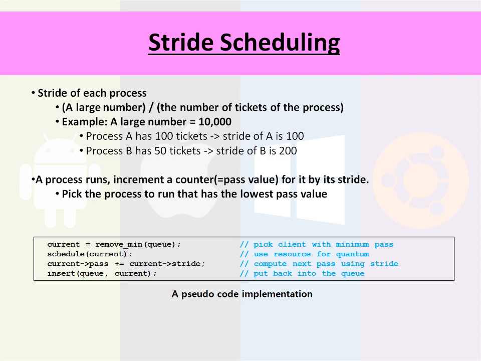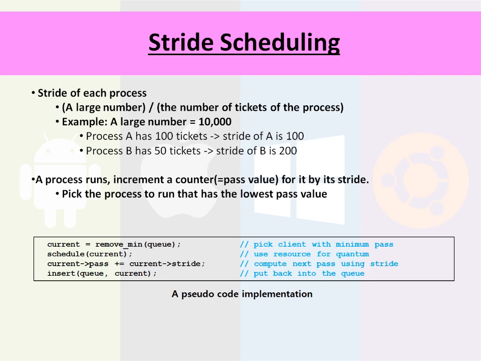Okay, so in code, what does this look like? Well, current will be equal to remove min from the queue, and this is basically picking the client with the minimum pass value. We then schedule that current node or that current job, and the current pass value becomes the pass value plus the stride value. And we insert it into the queue.